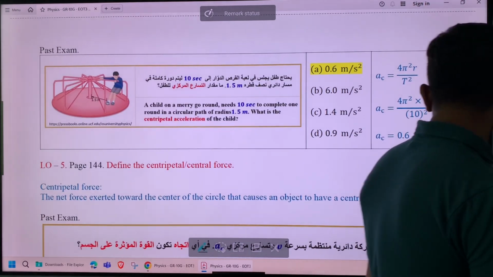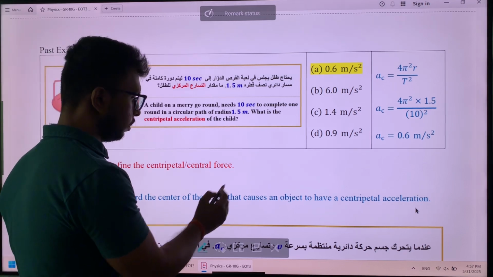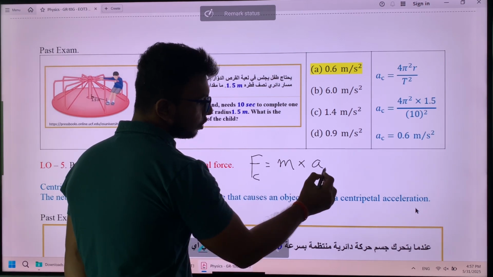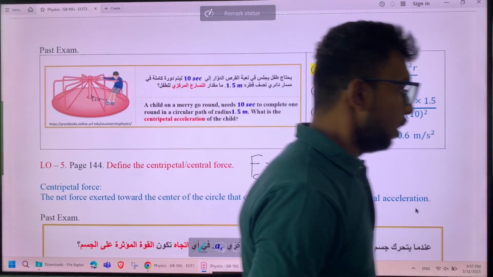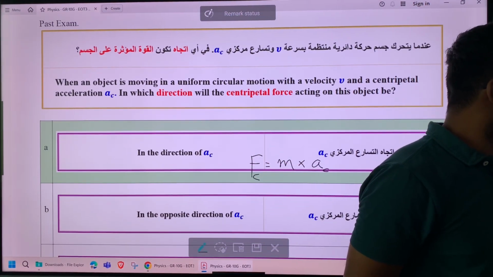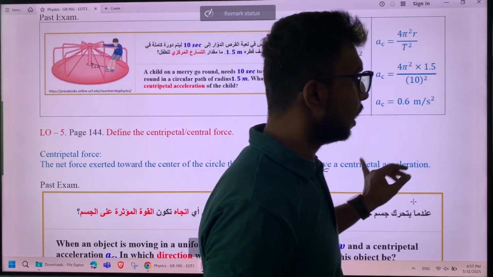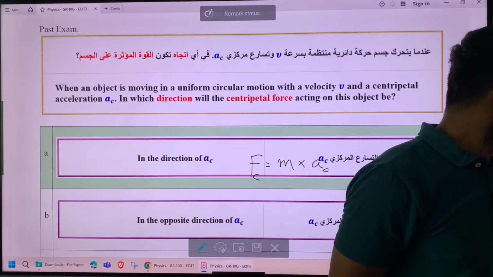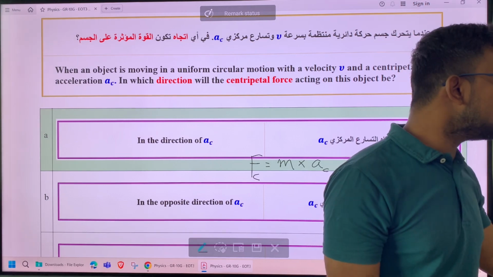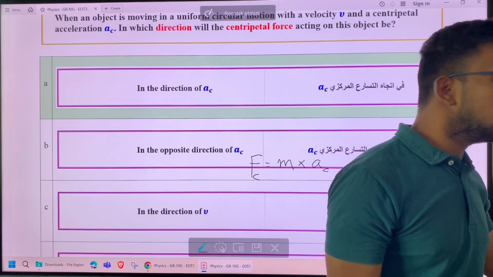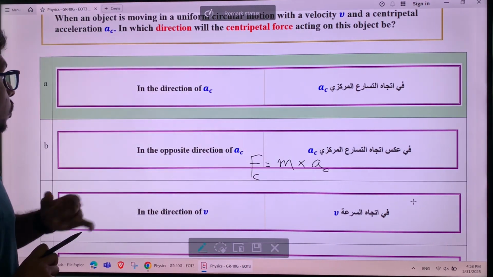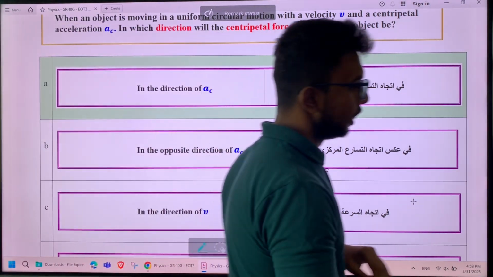Centripetal force. If I have the acceleration, to find any force I have the simple expression F equals mass times acceleration. If it is centripetal force, I will use centripetal acceleration. When an object is moving in a uniform circular motion, and remember, force will have the same direction as that of acceleration. When an object is moving in a uniform circular motion with a velocity v and a centripetal acceleration ac, in which direction will the centripetal force act on the object? So, as I told you, force will have the same direction as that of acceleration. So, in the direction of acceleration. That's the correct answer.